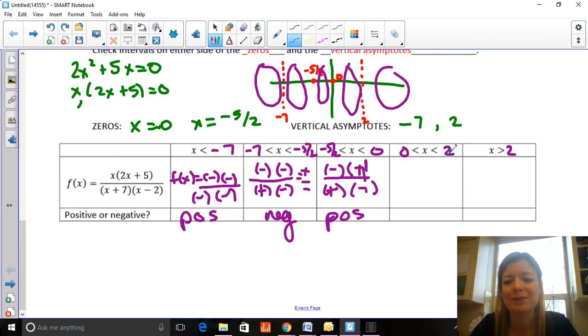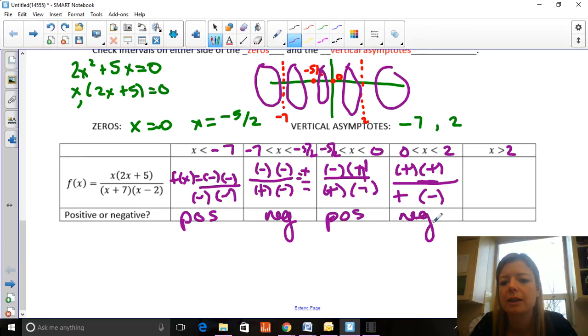Okay, if your x is between 0 and 2, then x is positive now. 2x plus 5 is positive. x plus 7 is positive. But your x minus 2 is still going to be negative. I'm really sorry, guys. It might be behind my head anyway. Okay, so x plus 7 is positive, and x minus 2 is negative. So you're going to have a positive over a negative, so it's going to be negative there.